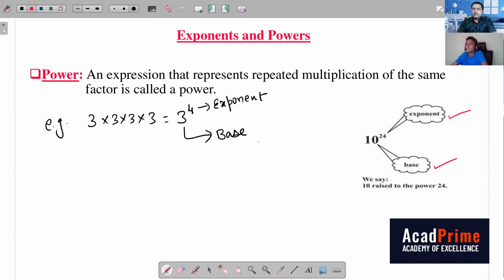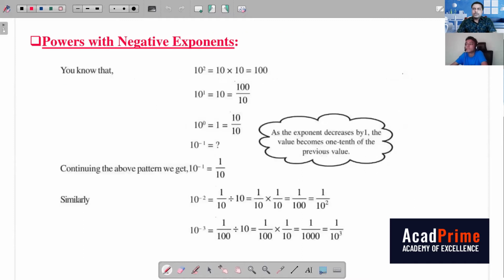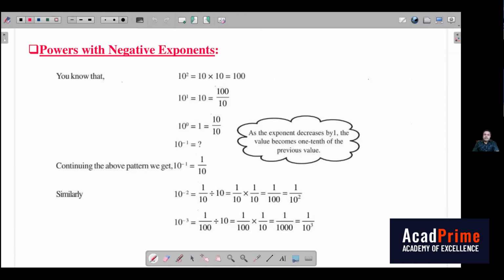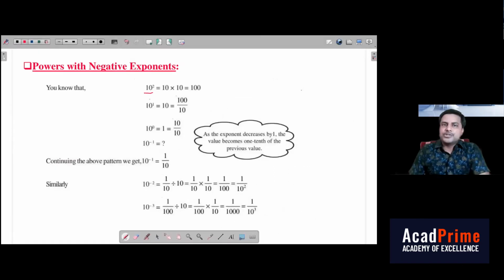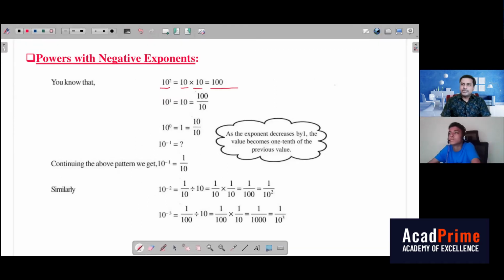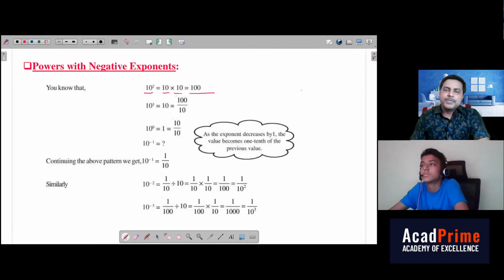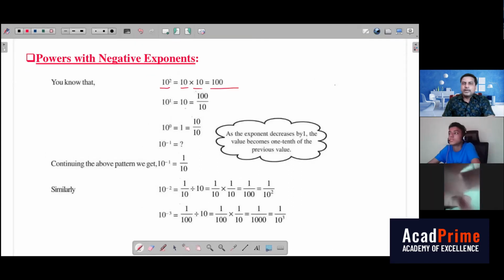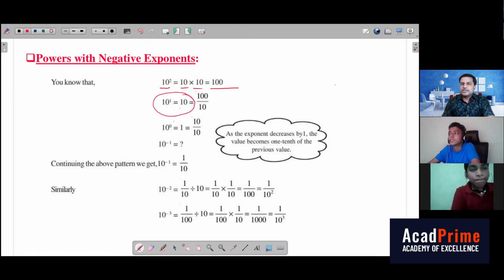Next, I'll discuss one more concept: powers with negative exponents. As we discussed earlier, 10 raised to the power 2 means 10 is multiplied 2 times, that is 10 into 10, which equals 100. Next, we have 10 raised to the power 1, which equals 10. How does this 10 come out? Earlier you saw 10 raised to the power 2 is equal to 100.